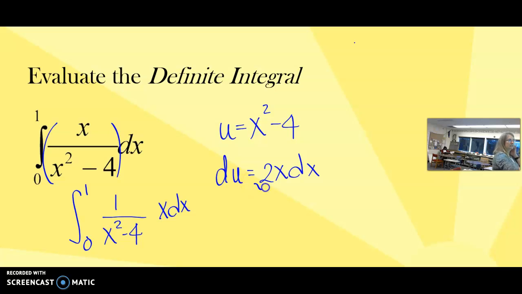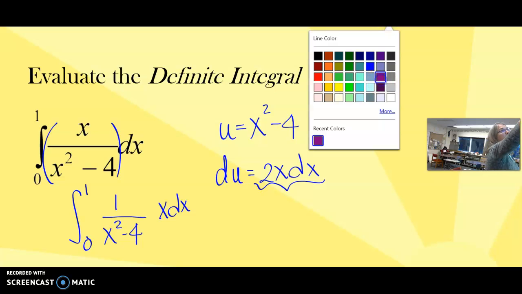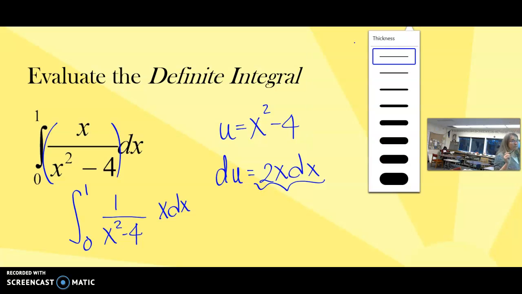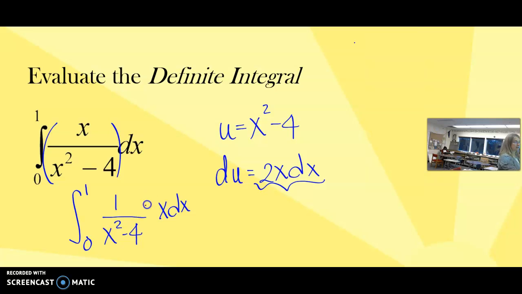I don't have 2x dx, I just have x dx. So what I can do, because I'm just missing a constant, not a variable, and that's an important piece, is multiply by 2 inside here. If I do that, I'm changing this, so I need to also multiply by 1/2, or divide by 2, so that I'm not altering the value. So now I have the du right here.